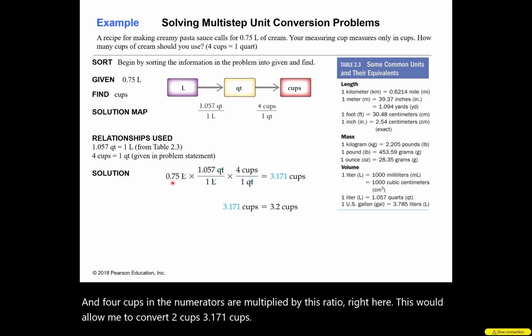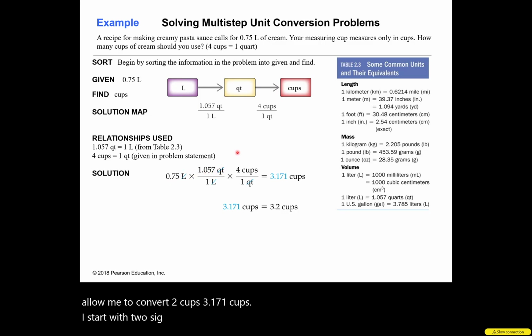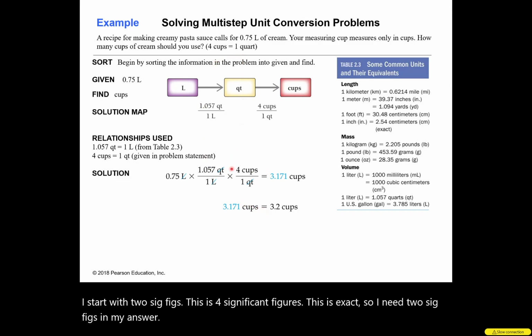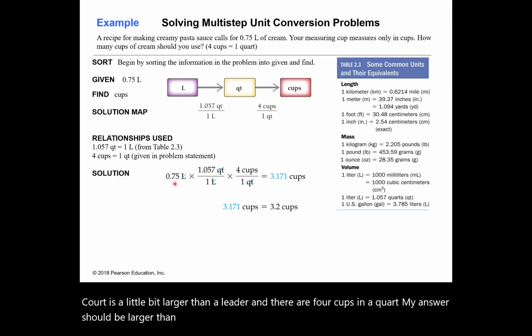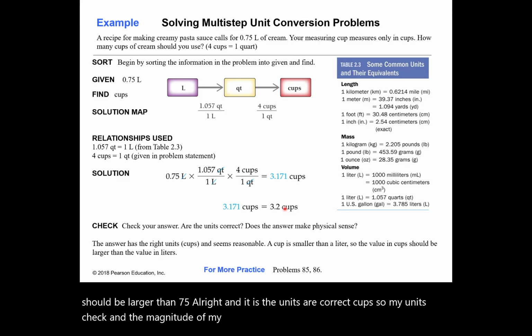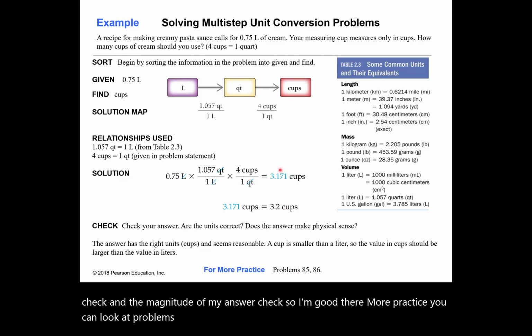I start with 2 sig figs. This is 4 significant figures. This is exact. So I need 2 sig figs in my answer. Since quart is a little bit larger than a liter and there are 4 cups in a quart, my answer should be larger than 0.75. All right? And it is. The units are correct. Cups. So my units check and the magnitude of my answer check. So I'm good there. More practice, you can look at problems 85 and 86.